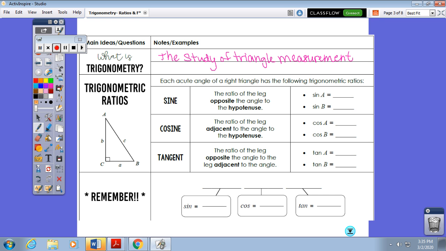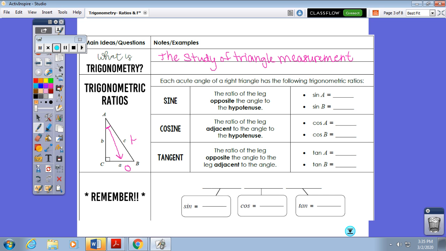All right, so we have different ratios for trigonometry. We have sine, cosine, and tangent. Each acute angle of a right triangle has the following trigonometric ratios. So the ratio for sine is the ratio of the leg opposite the angle to the hypotenuse. If we were standing here at angle A, it would be the opposite.